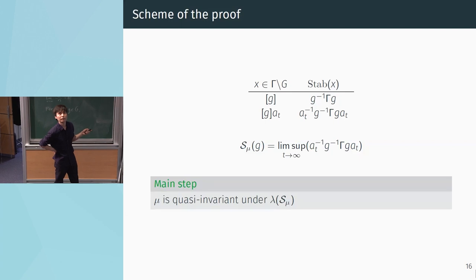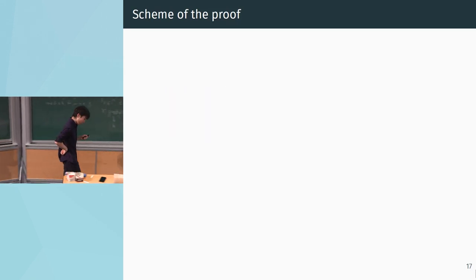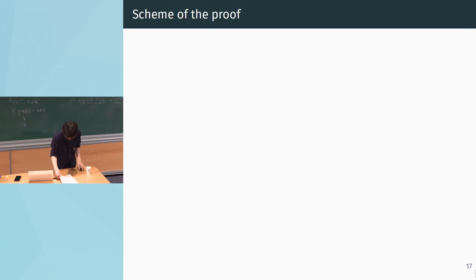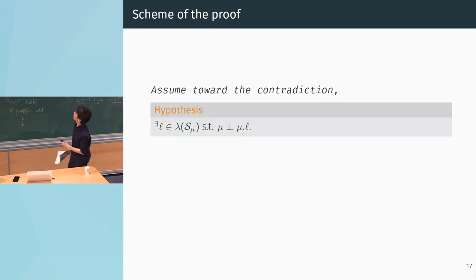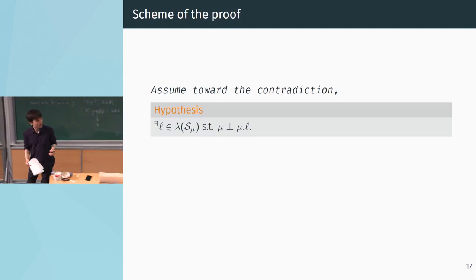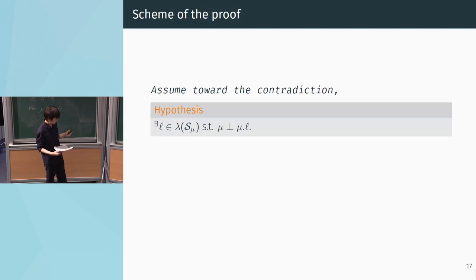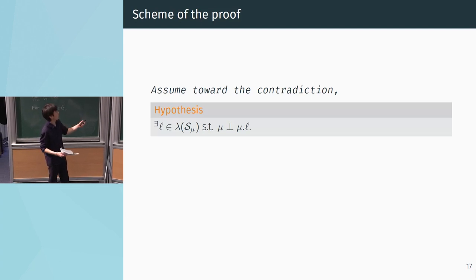So I have 17 minutes. I'm going to do the heuristic of the proof, as far as I can go. It's really a heuristic of the proof. This part is not heuristic. So what you do is the following.